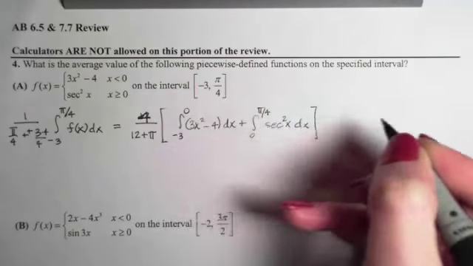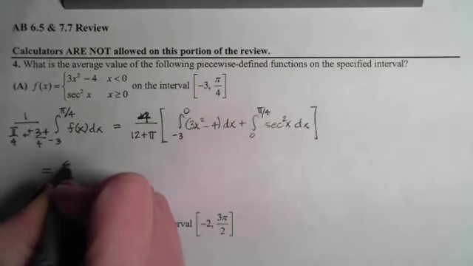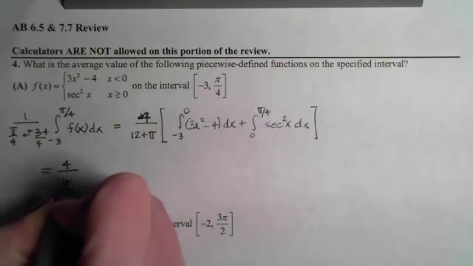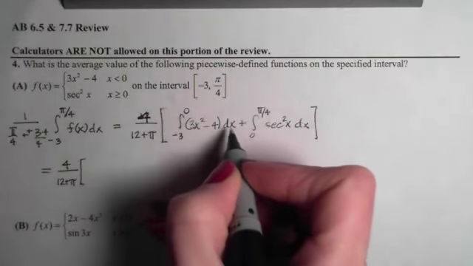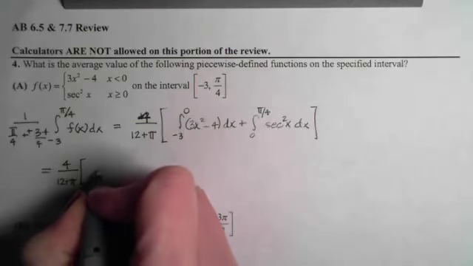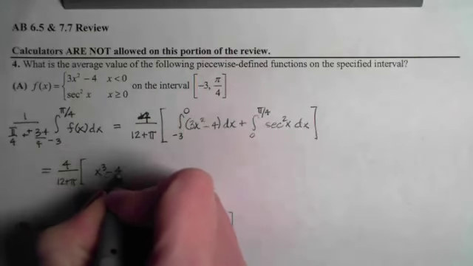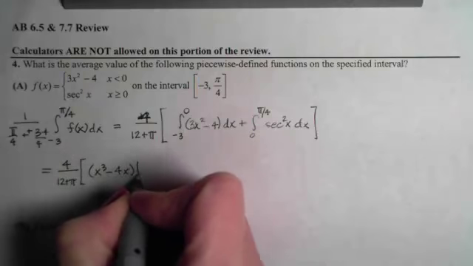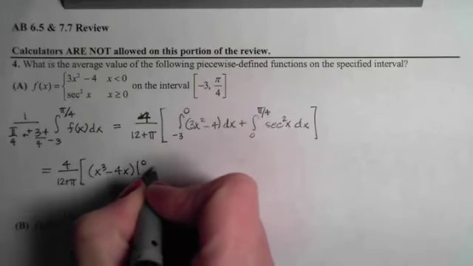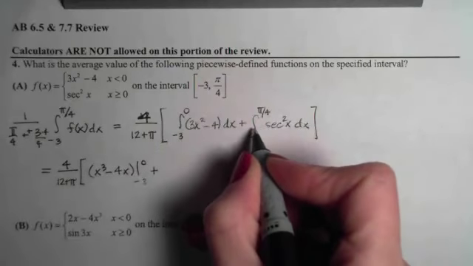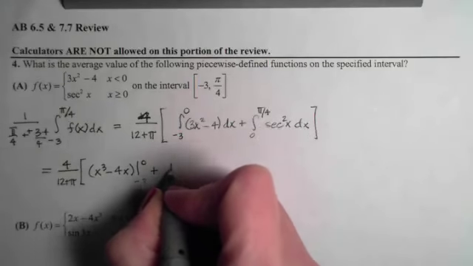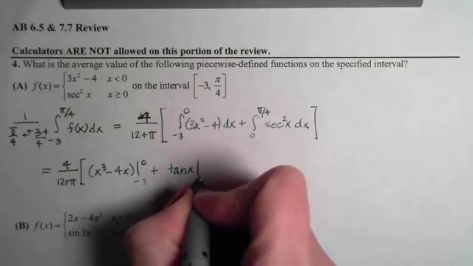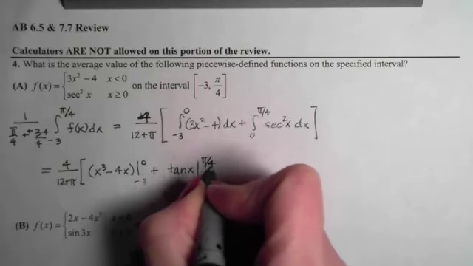So if I do the antiderivative now, I'll have that 4 over 12 plus pi, and then in here I'll say, what did I take the derivative of with respect to x that gave me this? Well, that's an x cubed minus a 4x. I'm evaluating that from negative 3 to 0. Then I'm going to add what I took the derivative of with respect to x that gave me secant squared, and that's a tangent of x that then gets accumulated from 0 to pi over 4.